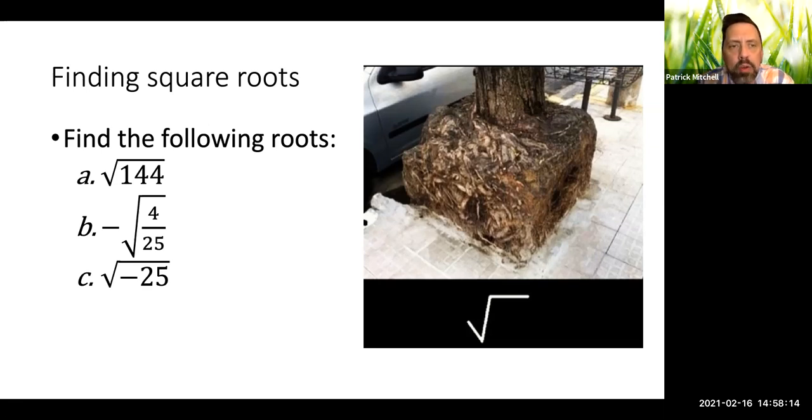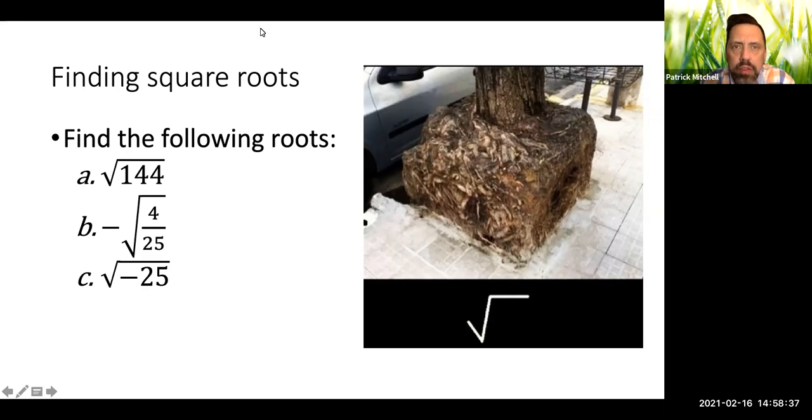Find the following roots. First, we have the square root of 144. Then we have the negative square root of 4/25. And finally, we have the square root of -25. So if you want to pause the video and see how many of those you can bang out, I will be here waiting when you get back.